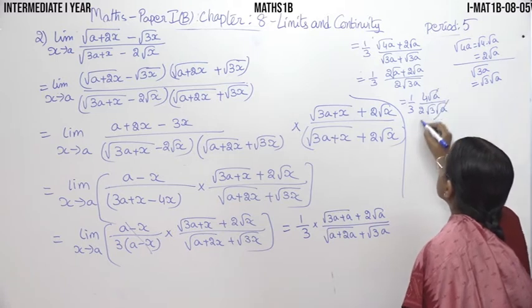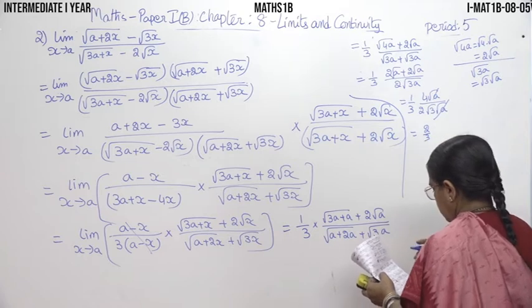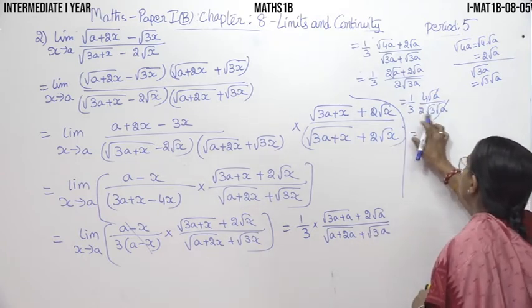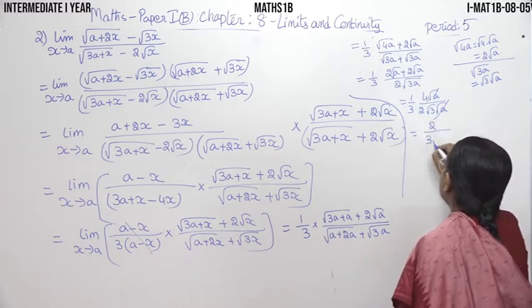So root a gets cancelled. 2 2s are 4, so it is 2 by 3. So the answer is 2 by 3 root 3. 2 2s 4, 3 root 3. So the answer is 2 by 3 root 3.